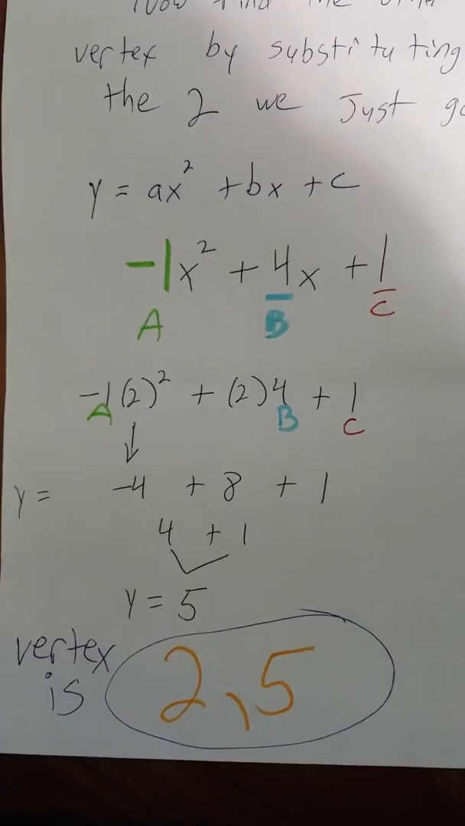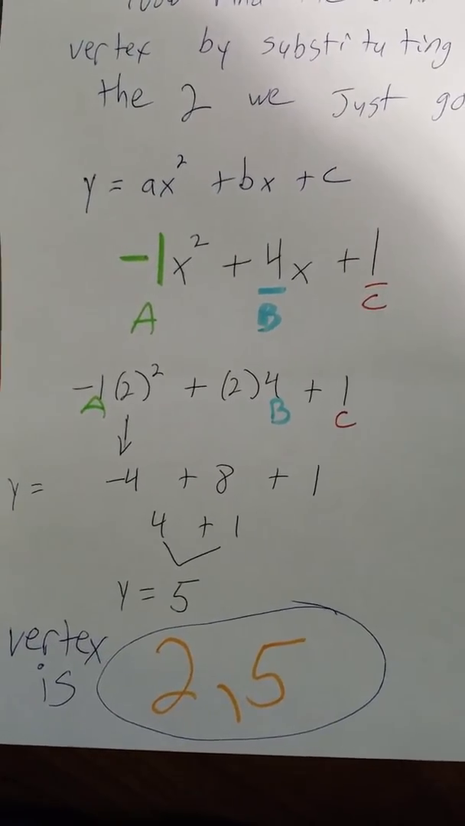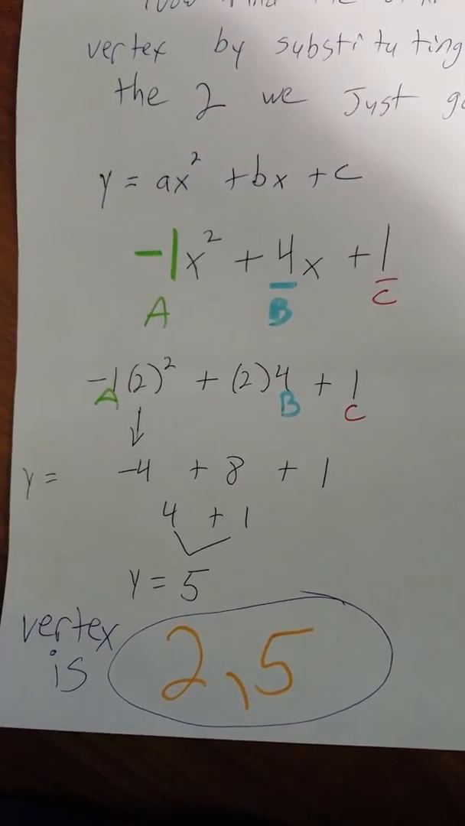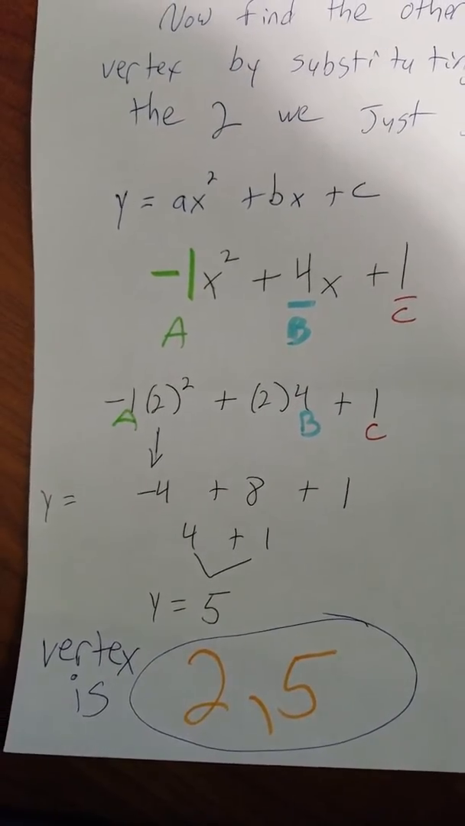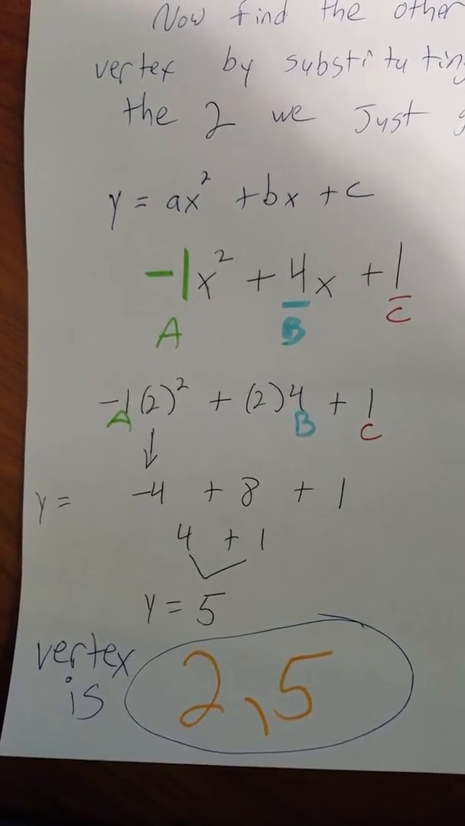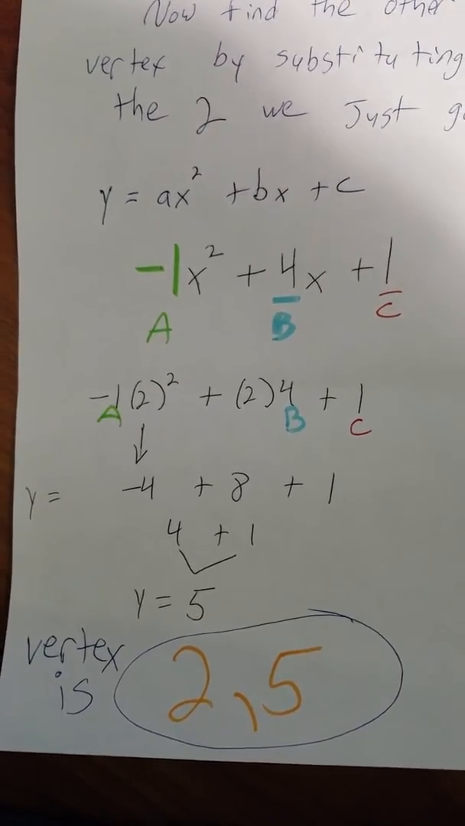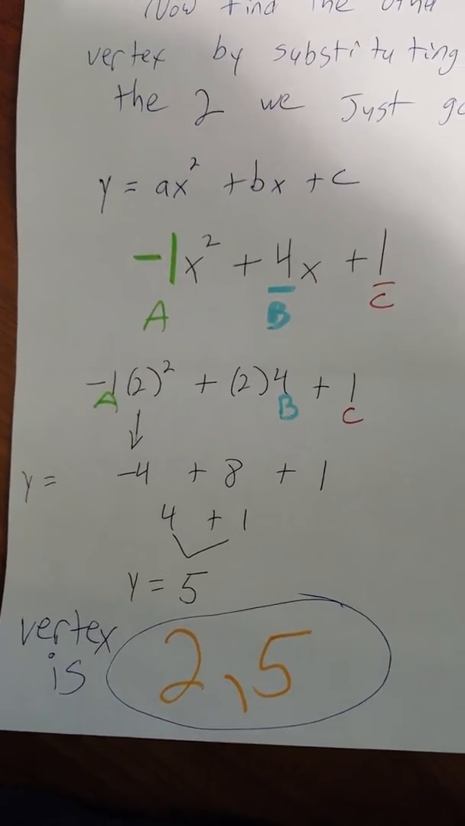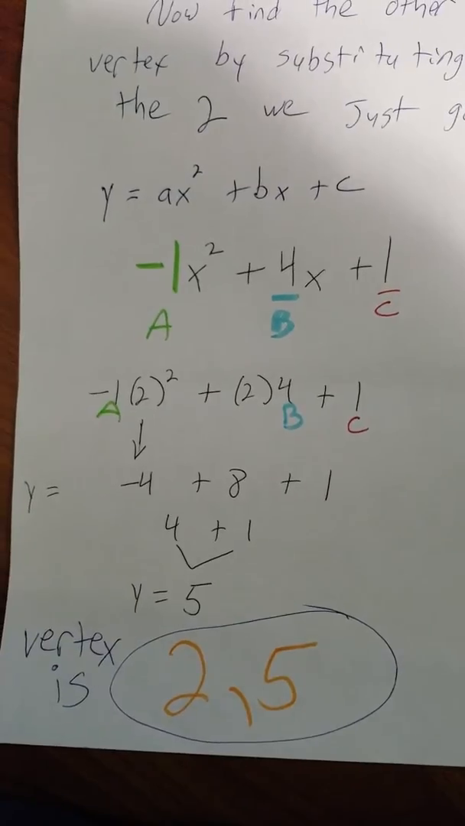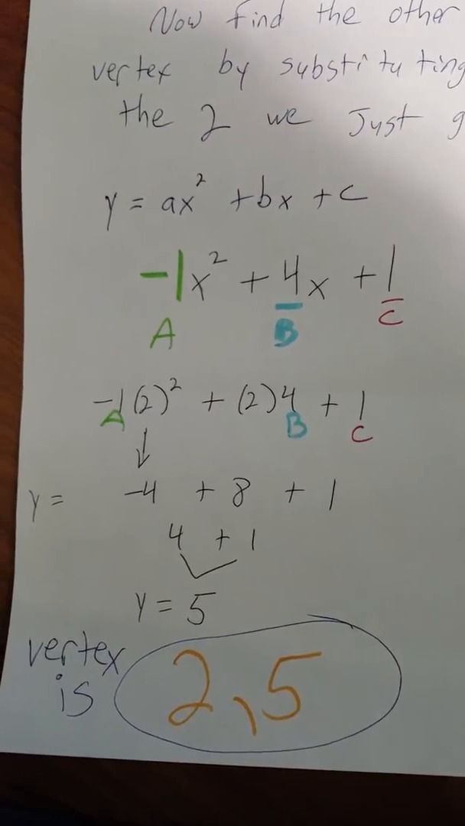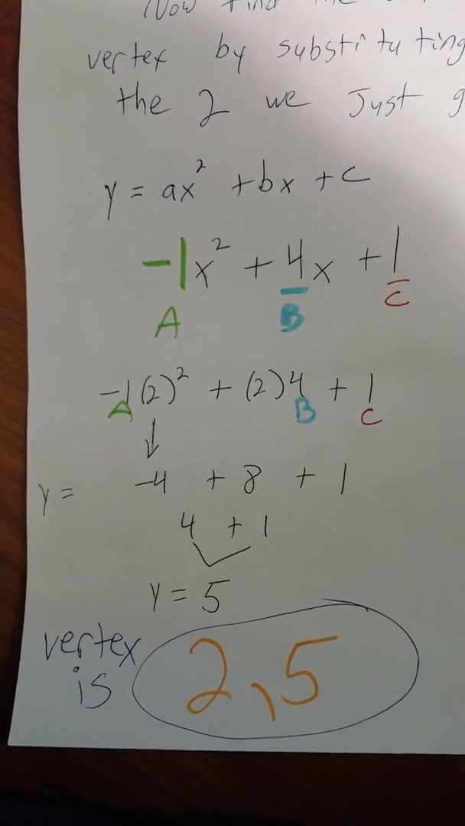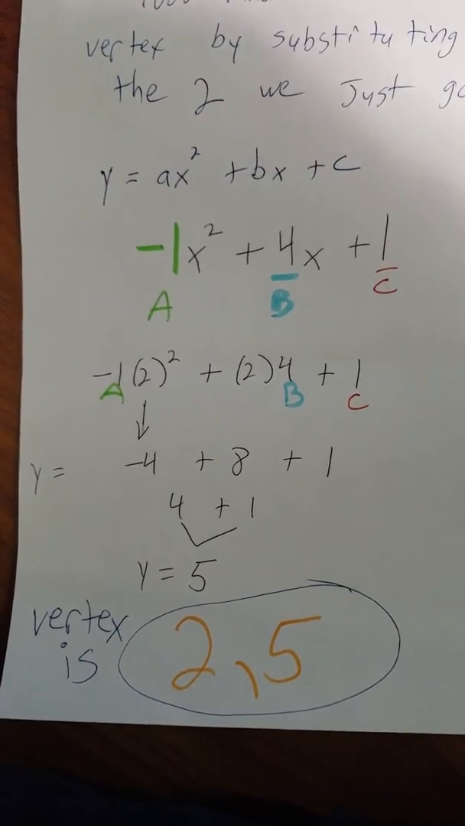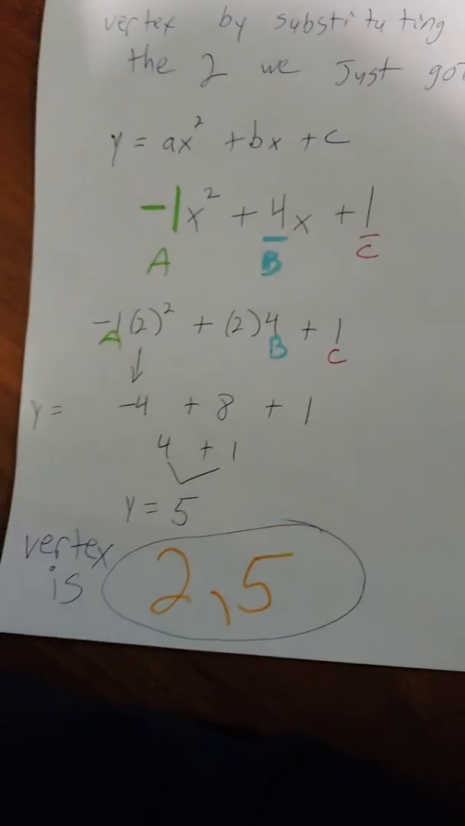So now we're going to substitute the x's for our 2. That is going to be negative 1 times 2 squared, plus 2 times 4 plus 1. That is going to give us negative 4 plus 8 plus 1. That is going to give us 4 plus 1, which is equal to 5. So therefore our y is equal to 5. Therefore our vertex is 2, 5.